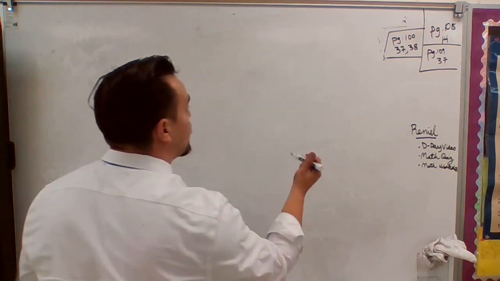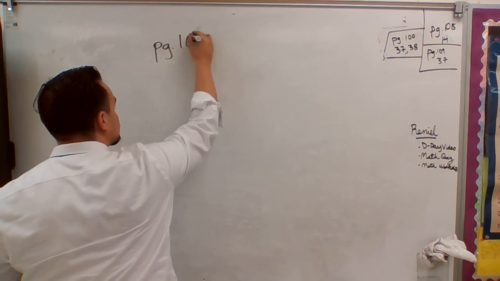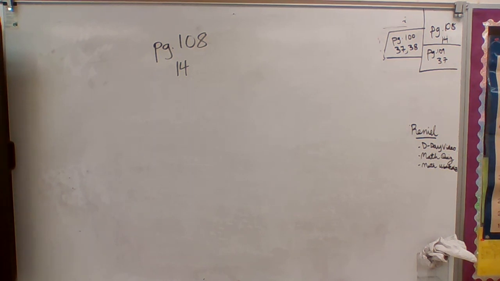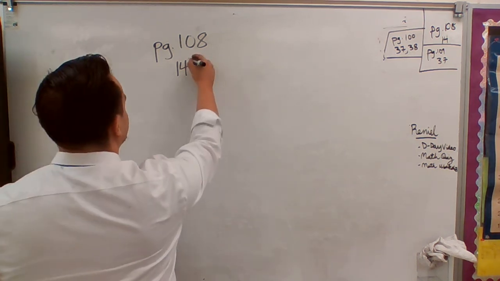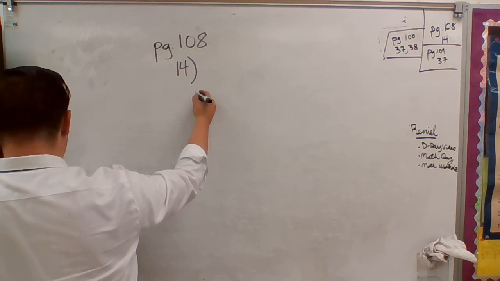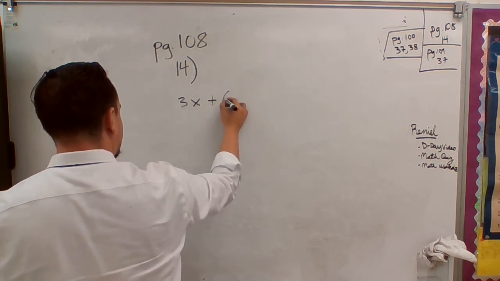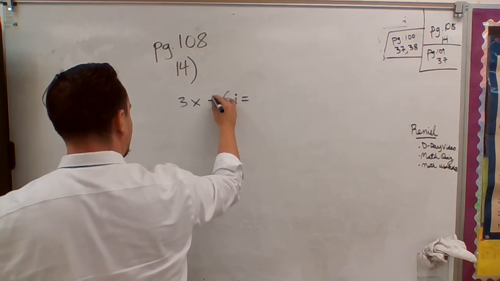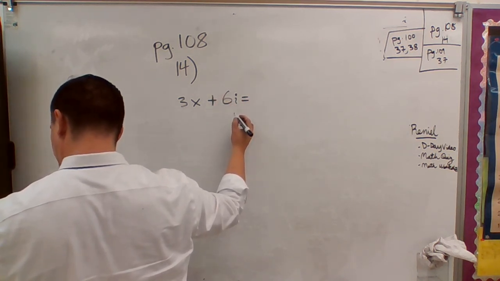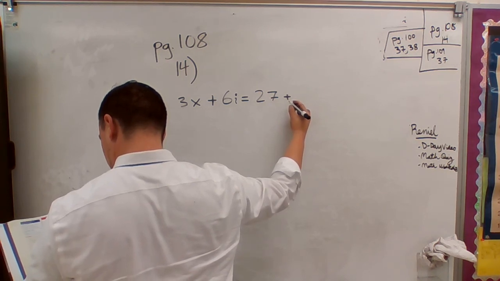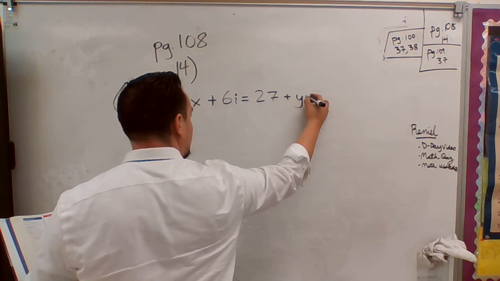Next up, page 108, number 14. Number 14, find the value of x and y that satisfy the equation. Let me give you the equation to start. Number 14 is 3x plus 6i is equal to 27 plus yi.